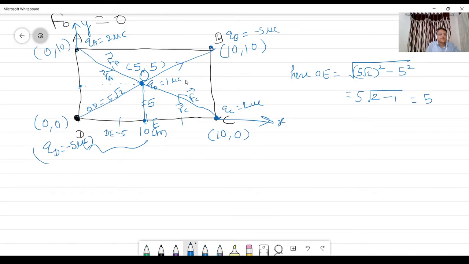Here the vector will be in this direction, which is given by Rb, where the force is given by Fb. And here, in just the opposite direction, is Rd, that vector, and this force is given by, let's say, Fd.